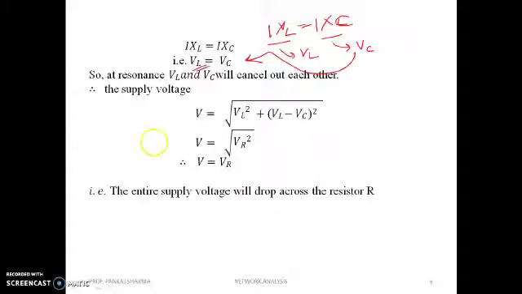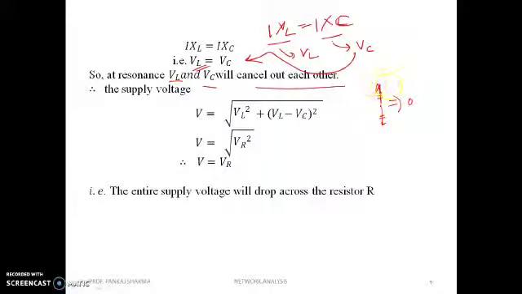So at resonance, VL and VC will cancel out each other. Why cancel out each other? Because they are numerically equal, but the direction is opposite. One is like this and one is like this, having the same magnitude, but opposite direction. So it is cancelling out. The net effect is 0.